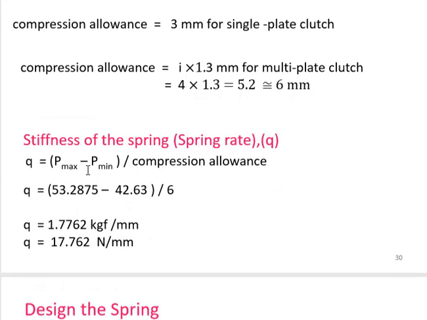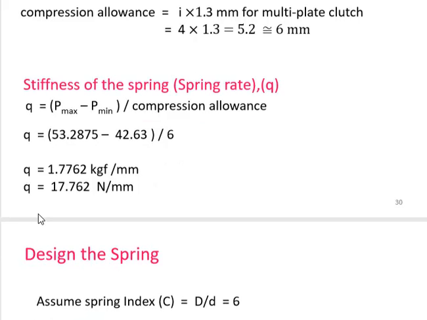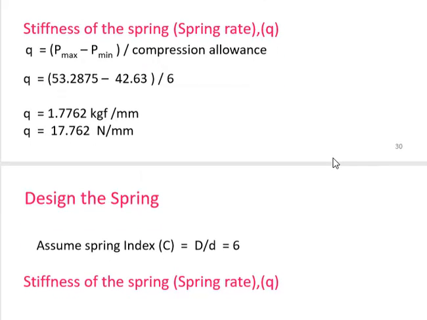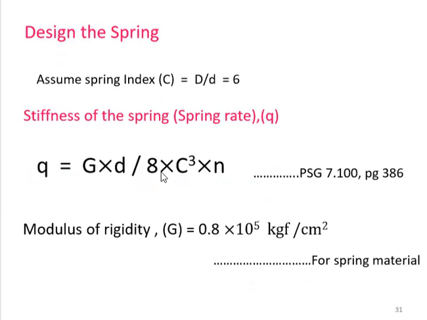Hence, we can find out the stiffness of the spring, which is also known as spring rate. So q is equal to P max minus P minimum upon compression allowance. We can substitute the value and find out the spring rate, which comes around 1.7762 kgf per mm, which can be 17.762 Newton per mm.